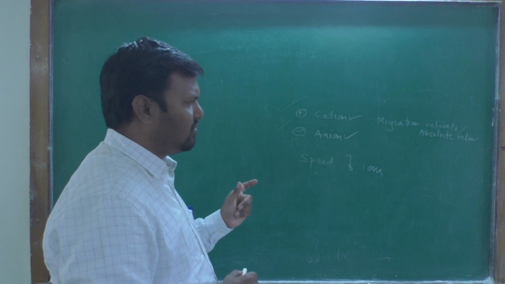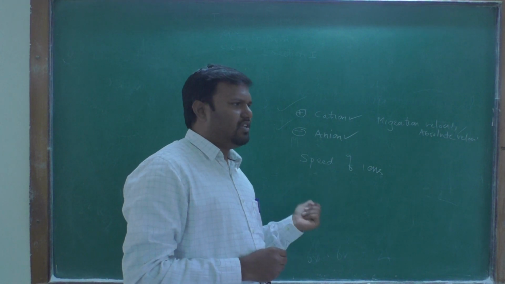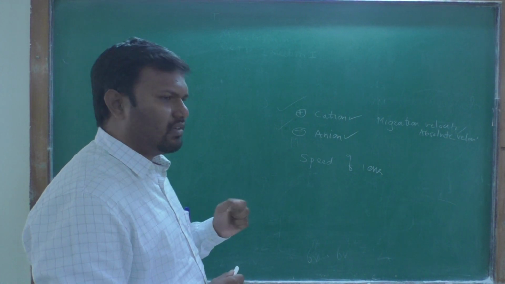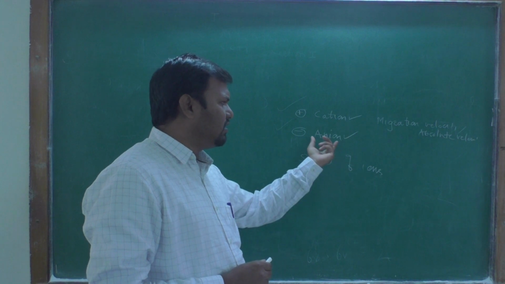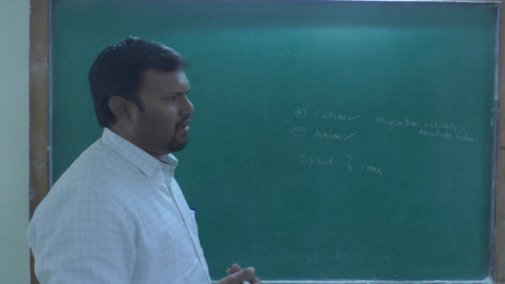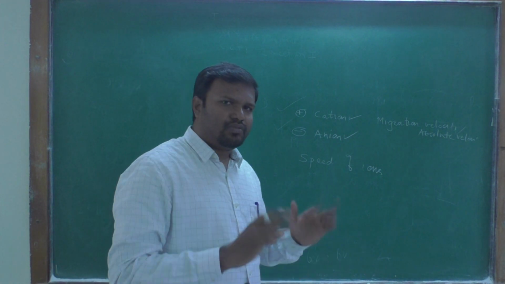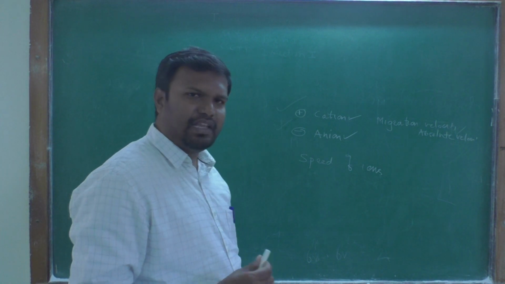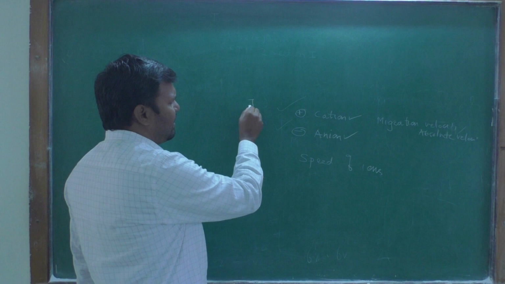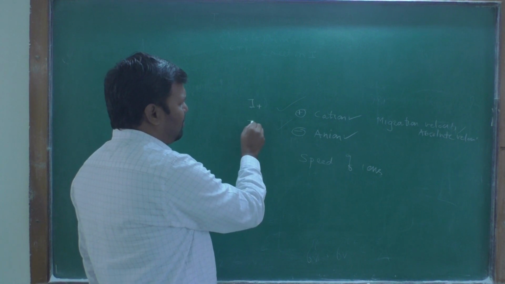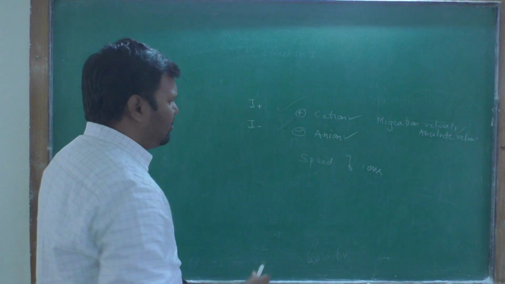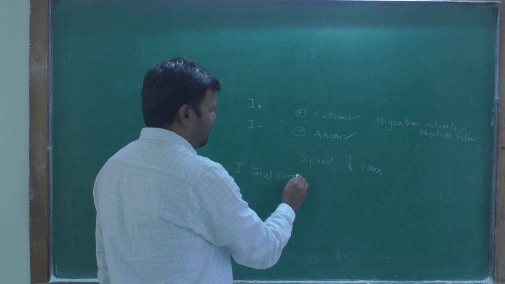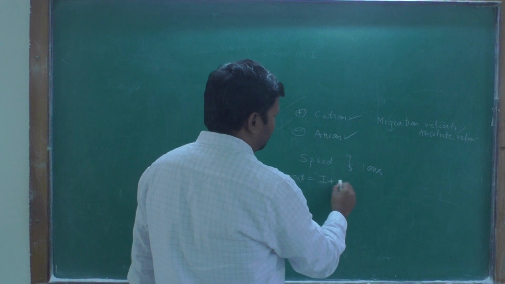Therefore the current carried by each ion is different, and they work independently. The current due to the cation is different, and the current due to the anion is different. They work independently, and the summation gives the total current: current due to the cation plus current due to the anion. If the current of the cation is I plus and the current of the anion is I minus, then the total current I is given by the summation of I plus and I minus.